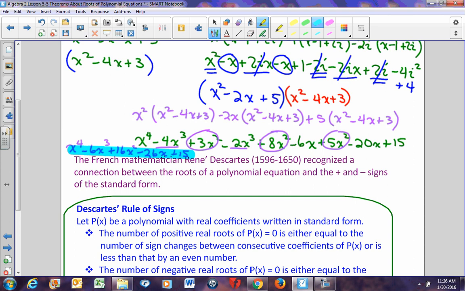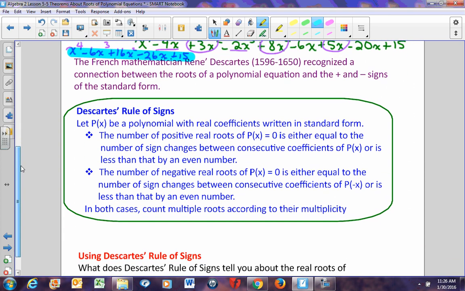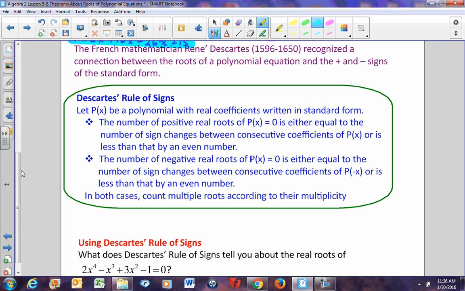All right, the last thing we're going to do is look at René Descartes' rule of signs. The French mathematician René Descartes, who lived from 1596 to 1650, recognized the connection between the roots of a polynomial equation and the positive and negative signs in the standard form. So you have a polynomial with real coefficients written in standard form. The number of positive real roots is either equal to the number of sign changes between consecutive coefficients or is less than that by an even number. The number of negative real roots is either equal to the number of sign changes between consecutive coefficients of P of negative x or is less than that by an even number. In both cases, count multiple roots according to their multiplicity.